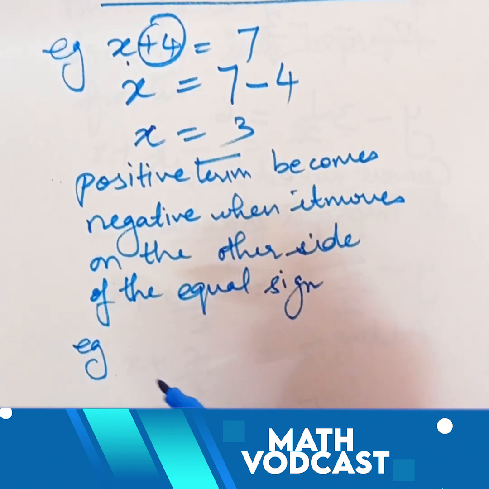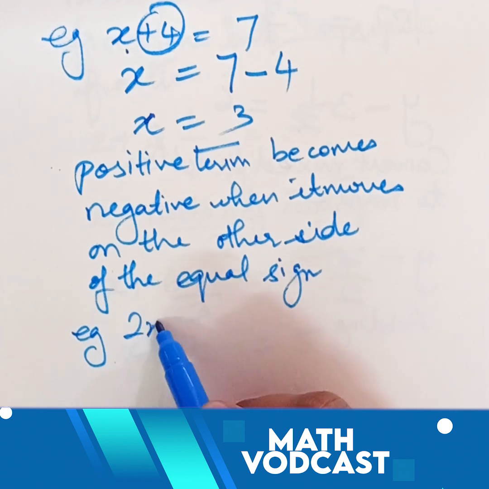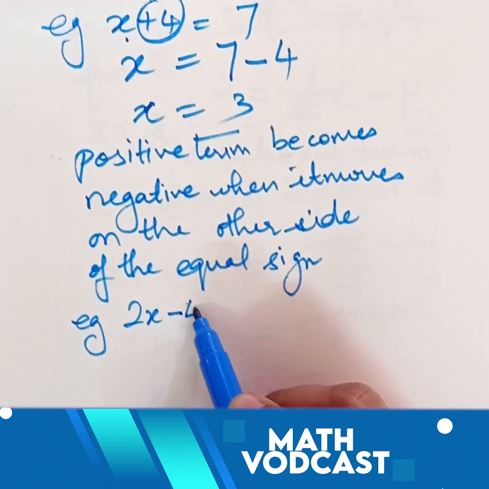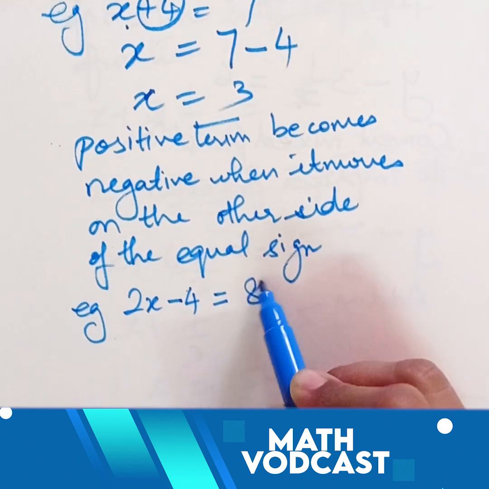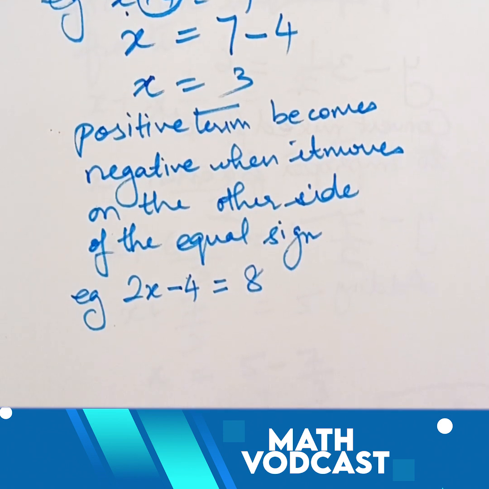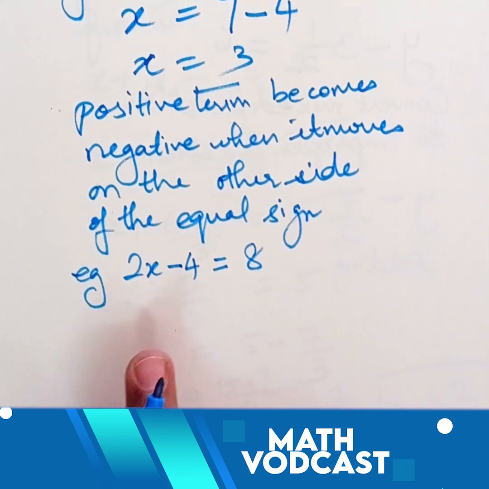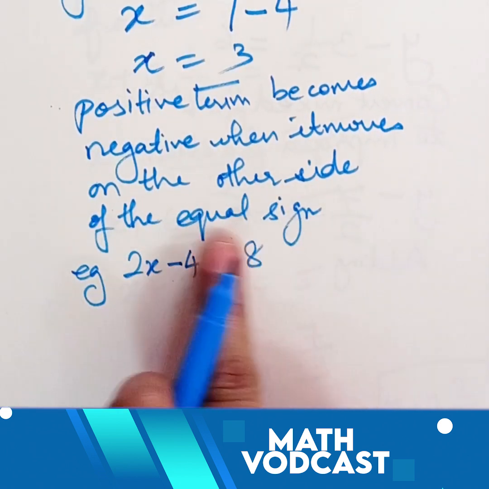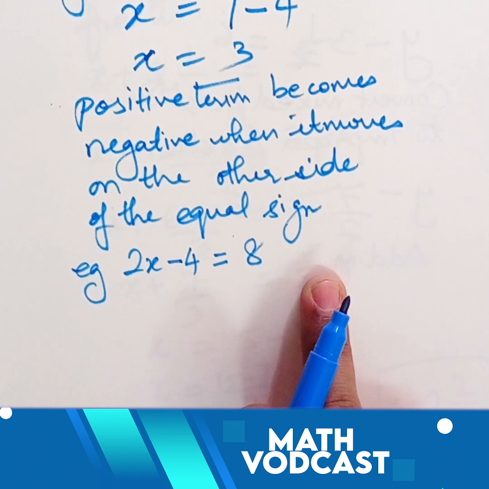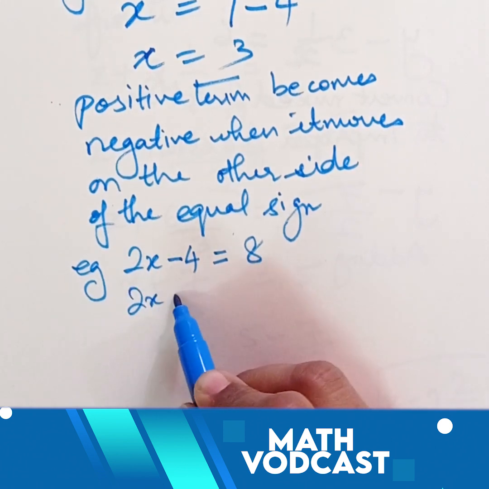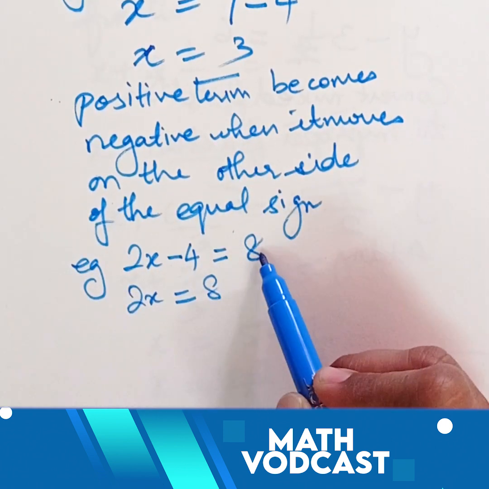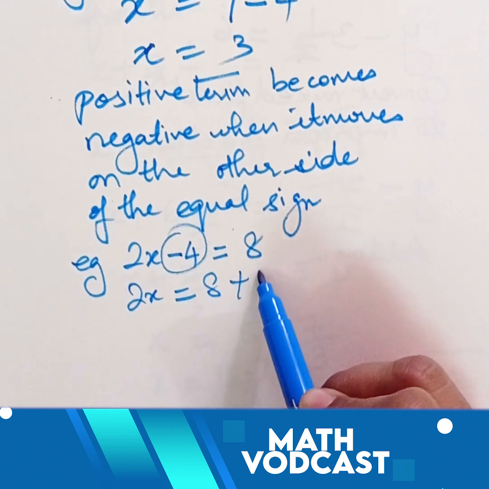I'll show you one more example. Suppose it is 2x minus 4 is equal to 8. Suppose this is an equation that is given to you. You have to solve this. So what you'll do is, whatever is the x term, you will keep it here and the number will go on the other side. So 2x is equal to 8, which is here, and this minus 4 becomes plus 4.